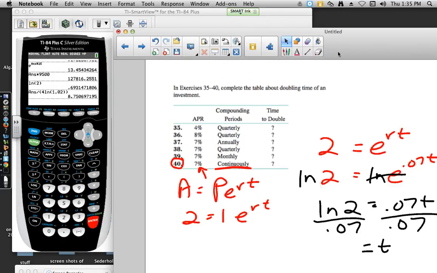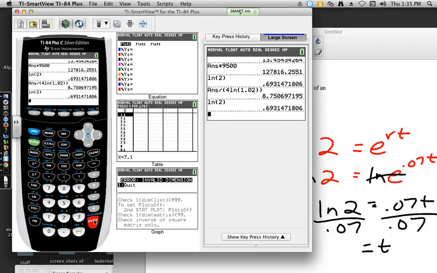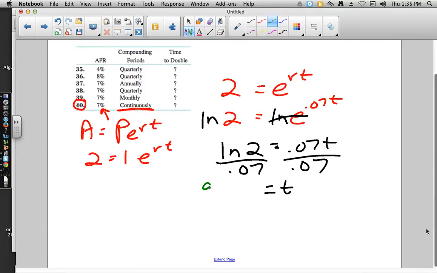So let's see what we get. Natural log of 2, and we need to divide that by 0.07. So we have 9.902 years. Which, this was compounded continuously. And with that, again, the only people that are going to get that are people with a lot of money. So they might have it written in the contract that they can go ahead and pull it out at 9.902 years and get what they wanted out of it.